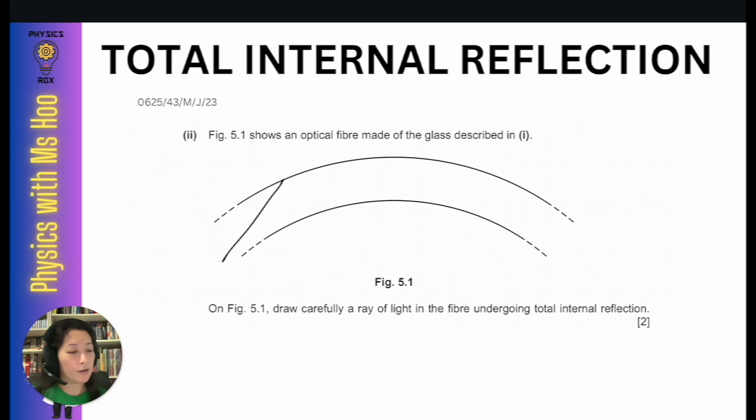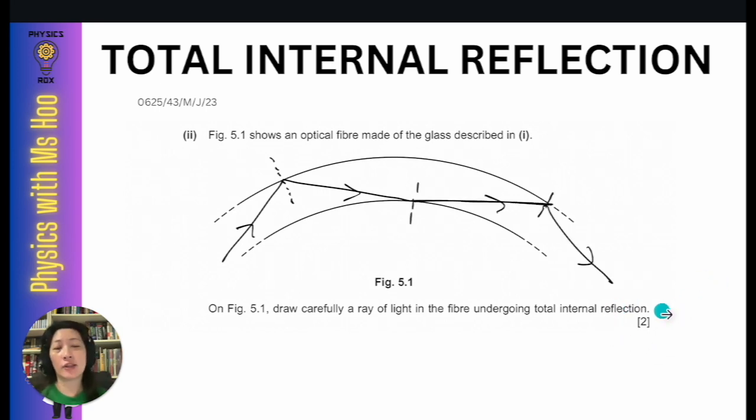For example, if we draw a light ray like this, you must show that the incident angle and the reflected angles are the same. Use a ruler, of course. As you can see, this question is worth 2 marks. 1 mark is normally given for showing at least 3 points of reflection, and secondly, showing that the angles are equal on both sides.